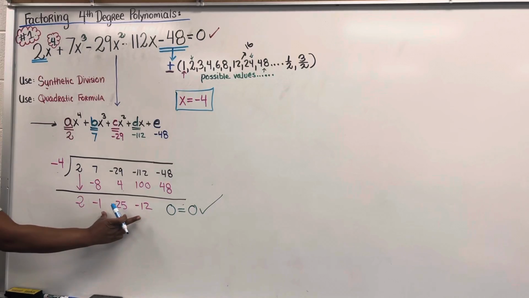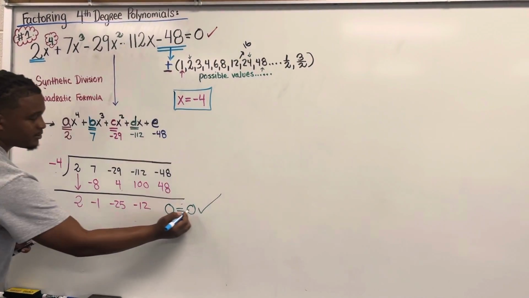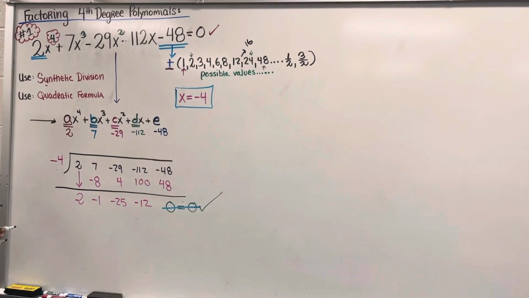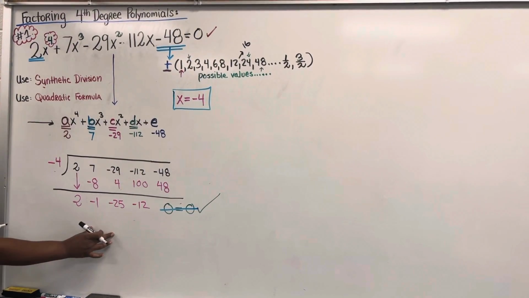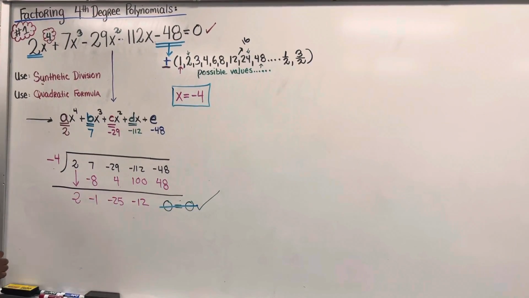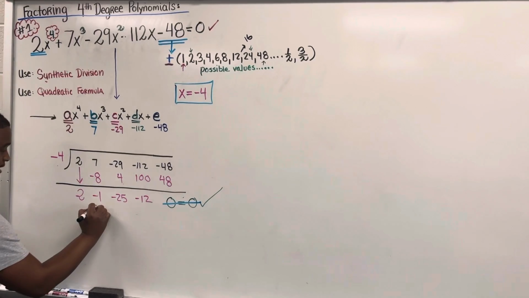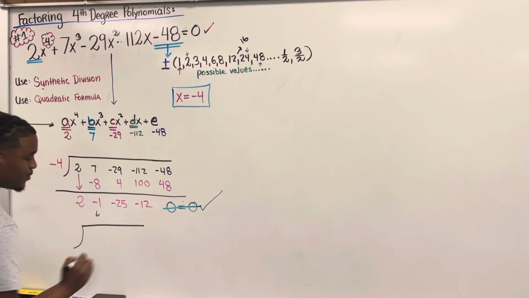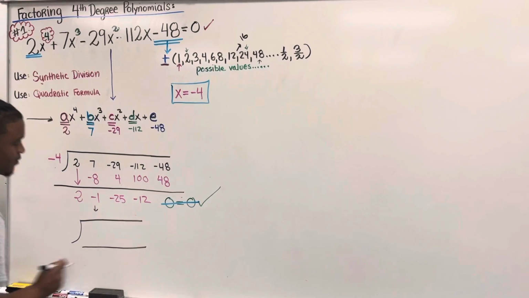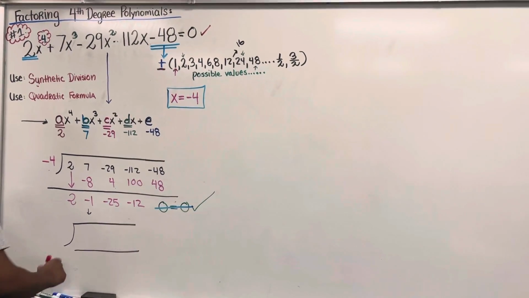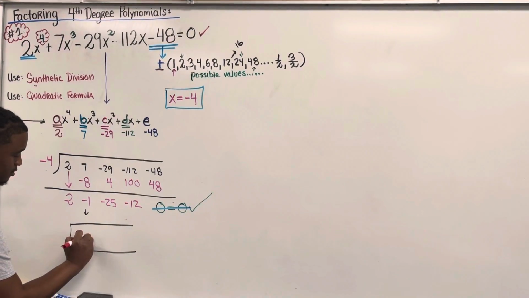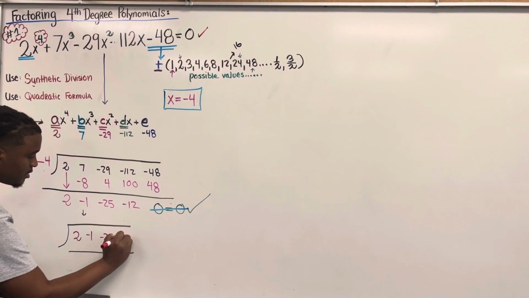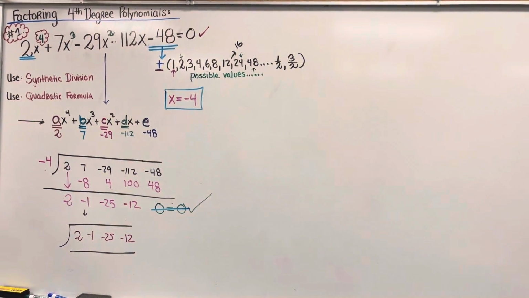Now, as you notice, we have fewer numbers, okay? This goes away, we're good. So now we're just gonna plug in these numbers and do the whole synthetic division again, okay? So if I just bring these numbers down, once again, it's the same thing, they gotta equal 0 at the end. So those same numbers, I'm bringing them down. I have 2, negative 1, negative 25, and negative 12, okay?